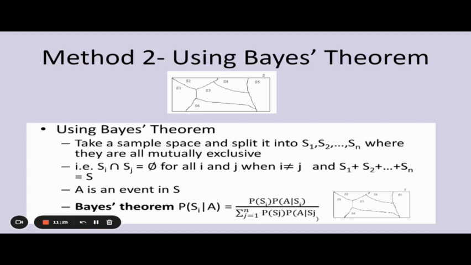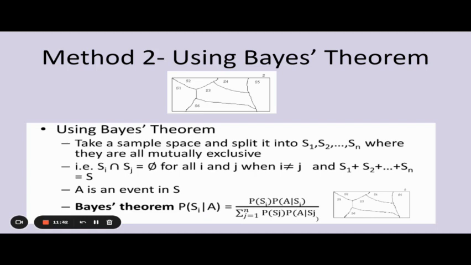And then you have some other event, and you want to find the probability. So this line just means given. So the probability that one of the S's happens, given we know this other event A happens. Okay, and this is the messy looking formula.